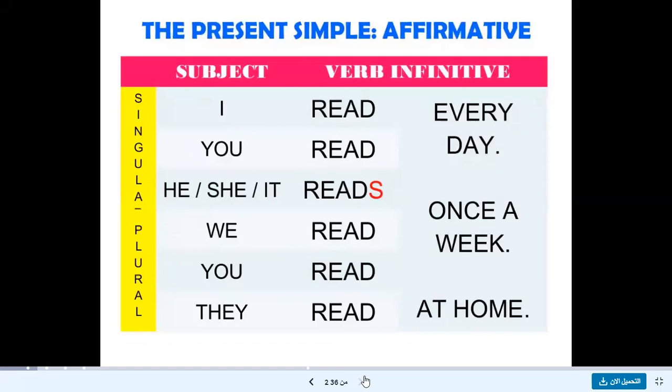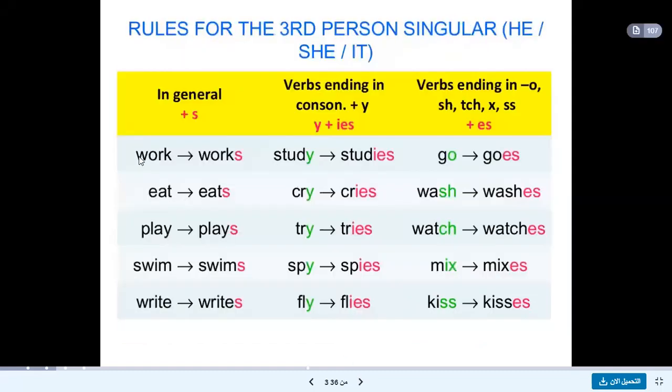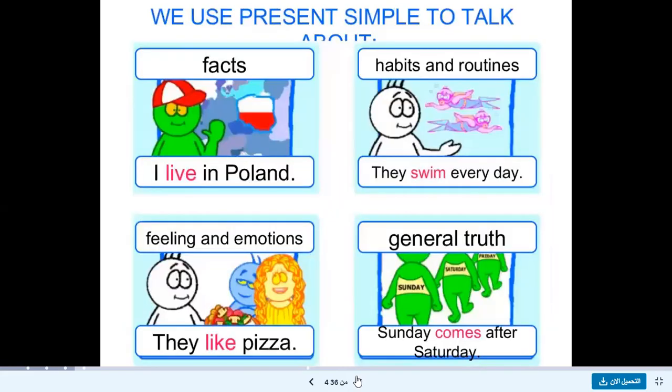The same action happens. Remember that if the verb finishes with Y and there is a consonant before the Y, you have to change it into IES. Cry, cries. Try, tries. Spy, spies. Fly, flies. If the verb ends with O, SH, CH, X, S or SS, you don't add S only, you add ES. Goes, washes, watches with ES. Okay, let's move to the next slide.